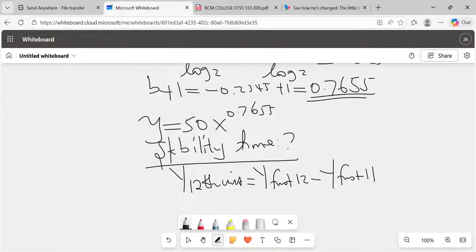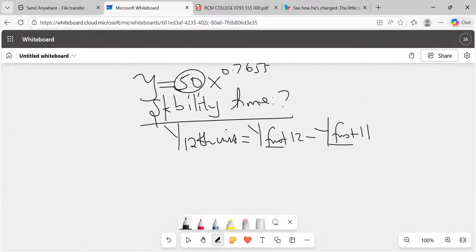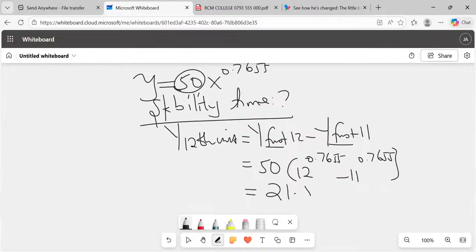So fortunately, we have an equation, and this 50 is common to both. So I will be able to write the 50 outside. Then 12 raised to 0.7655 minus 11 raised to 0.7655, which gives us 21.588 hours. Online, can someone confirm? 21.58, 21.59, pretty cool. Great.